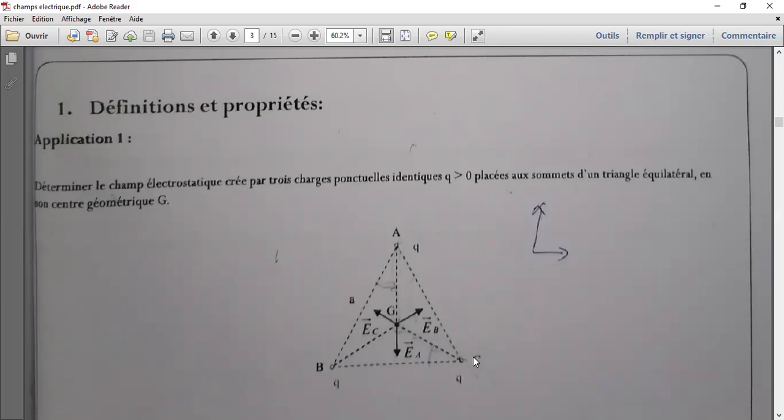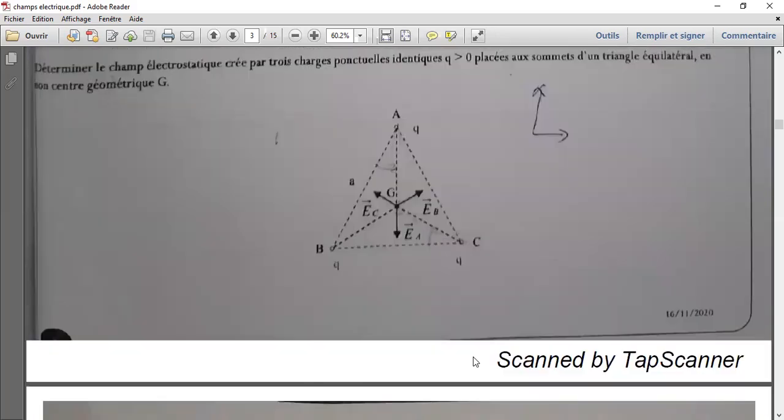We have Q on A, Q on B, and Q on C, because all of them are identical. And we have seen that these charges are causing a force on a particle G, which means that these 3 charges are the sources. And if they are the sources, we have to calculate their field, and after calculating their field, we have to add them. Then we'll find our total field.